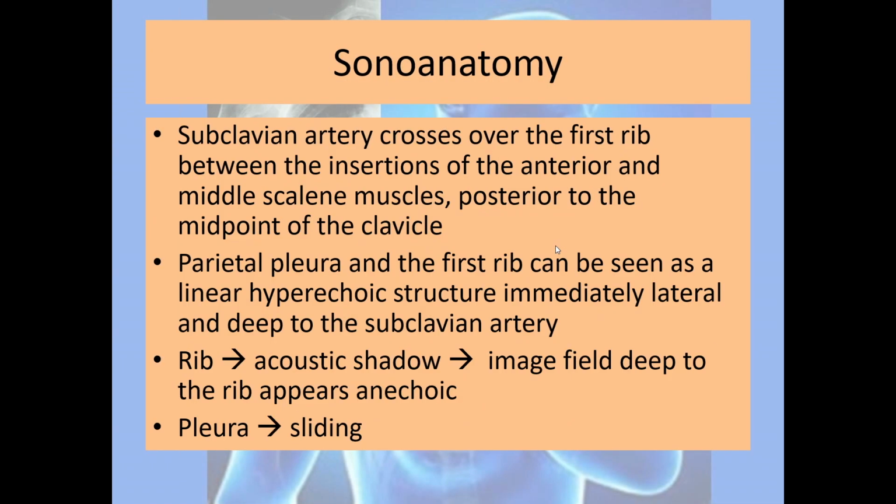So how do you identify the brachial plexus at the supraclavicular level? The subclavian artery crosses over the first rib between the insertions of the anterior and middle scalene muscles, posterior to the clavicle. So you are able to identify the brachial plexus in relation to the subclavian artery, and also the pleura and the rib. How do you identify the rib? It is an acoustic shadow, and the image deep to the rib appears anechoic. For the pleura, you are able to identify the sliding sign.